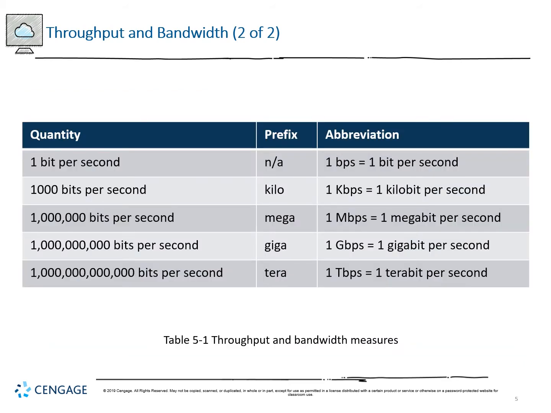So let's look at some measures here. If we have 1 bit per second, that's traditionally abbreviated as 1 bps. Easy, right? If we have 1,000 bits per second, we will put what's called kilo at the front and make it a kilobit per second. 1,000 kilobits, or 1,000,000 bits, is a megabit. 1,000 megabits is a gigabit, and 1,000 gigabits is a terabit.